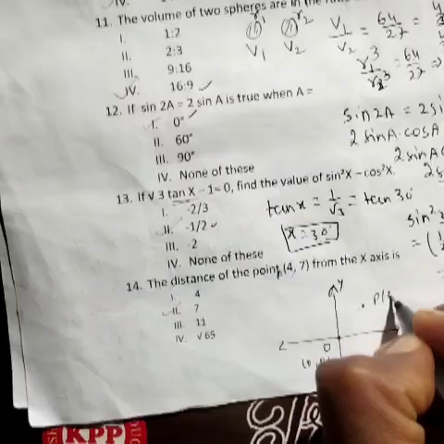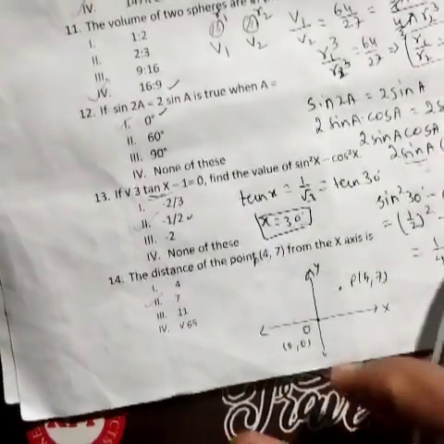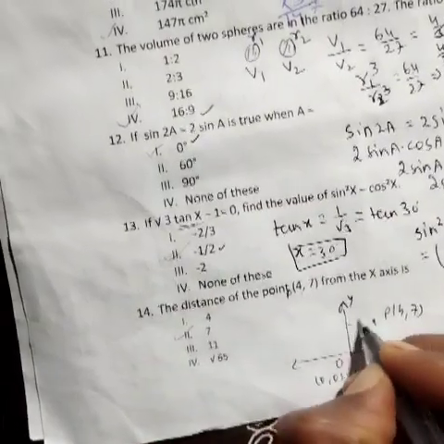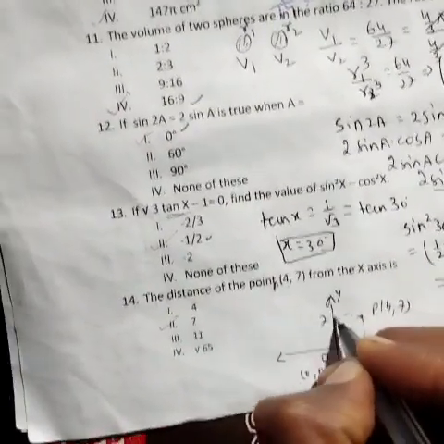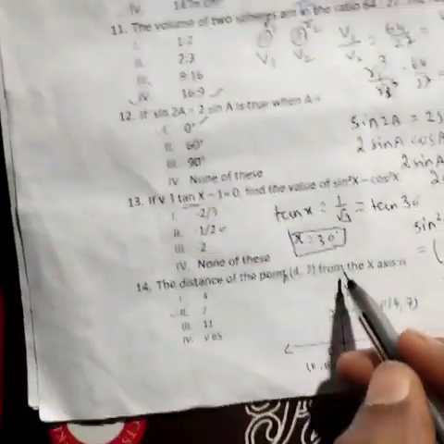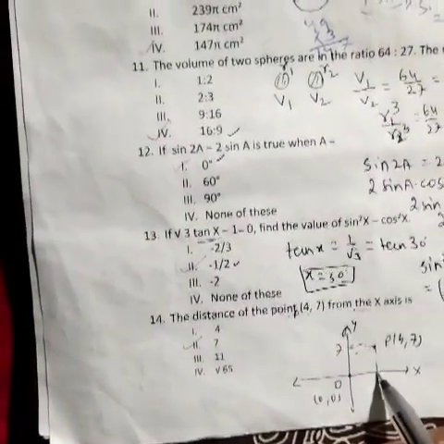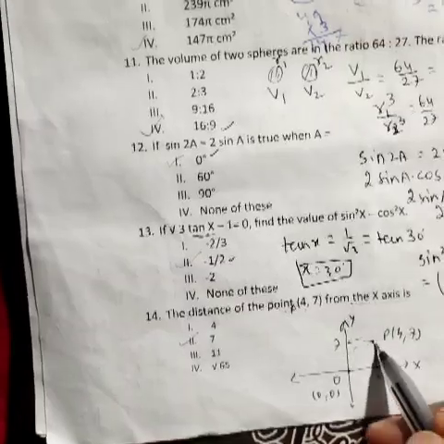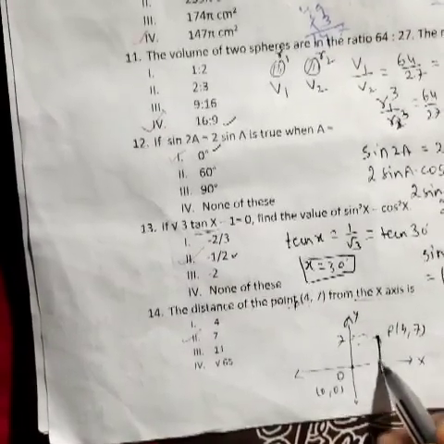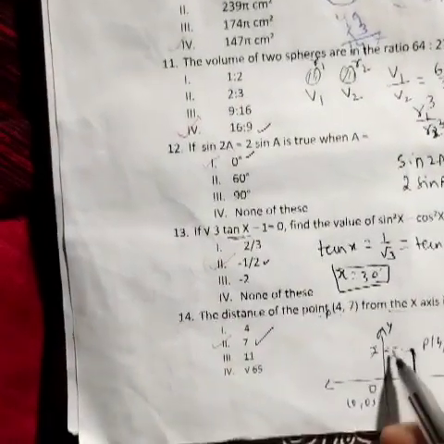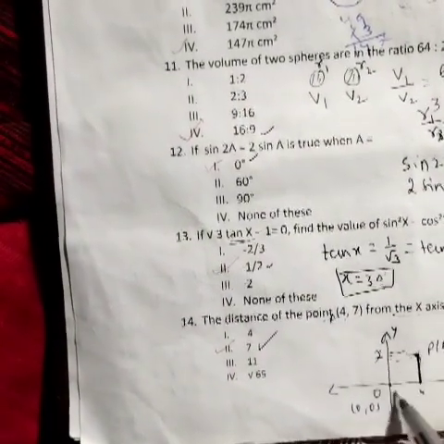So the point will lie in the first quadrant. P is equal to 4, 7, where 4 is the x value and 7 is the y value. It will ask the distance of point P from x-axis. This is x-axis, this is point P. Then the distance of point P from x-axis will be 7, and the distance of point P from y-axis will be equal to 4. Remember such type of questions.